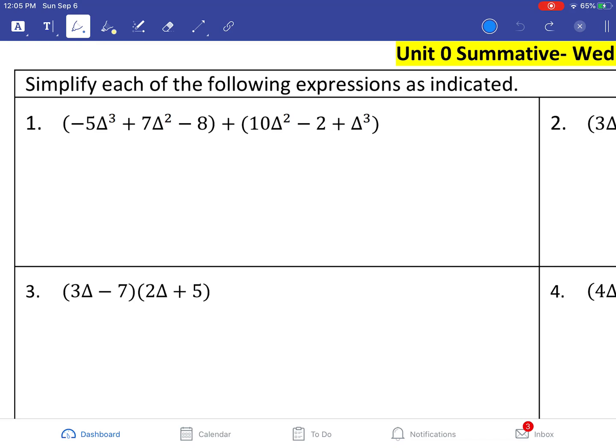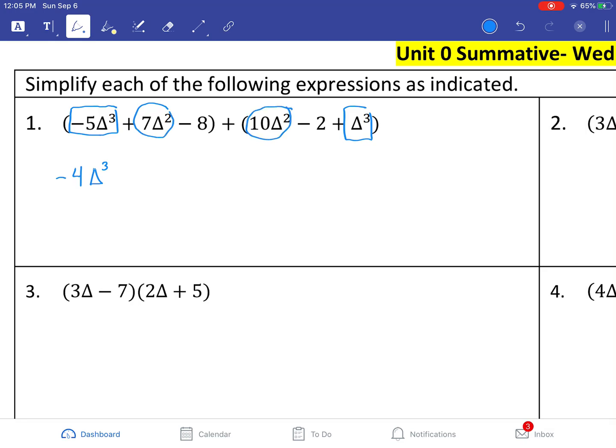Okay, so for the first one, all we're doing is adding up like terms. You're going to find the terms that are alike, and it's based on the exponents. So right here, -5 triangle to the third, and +1 triangle to the third gives you -4. So -5 plus 1 is -4 triangle to the third. Then we find the squareds. Here's a squared here. Here's a squared here.